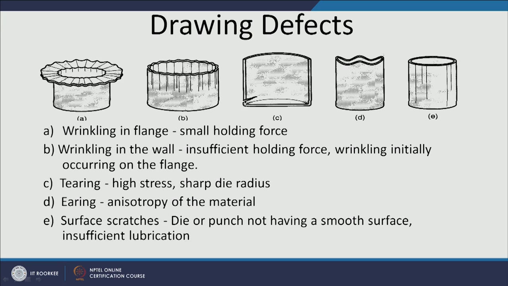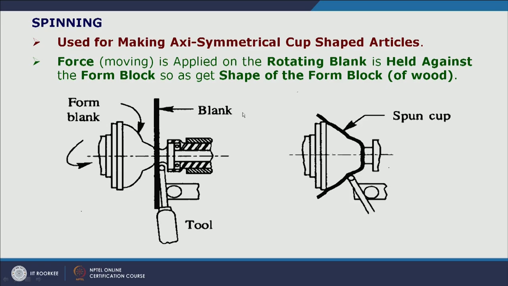If the material sheet is weak and very thin, then because of the force applied by the punch onto the sheet metal, it can lead to tearing, especially under these conditions: when the metal is weak, or the stresses being applied are high, or the punch radius is very low. So, a sharp die radius or punch radius, a low punch radius, can lead to the tearing kind of defect.